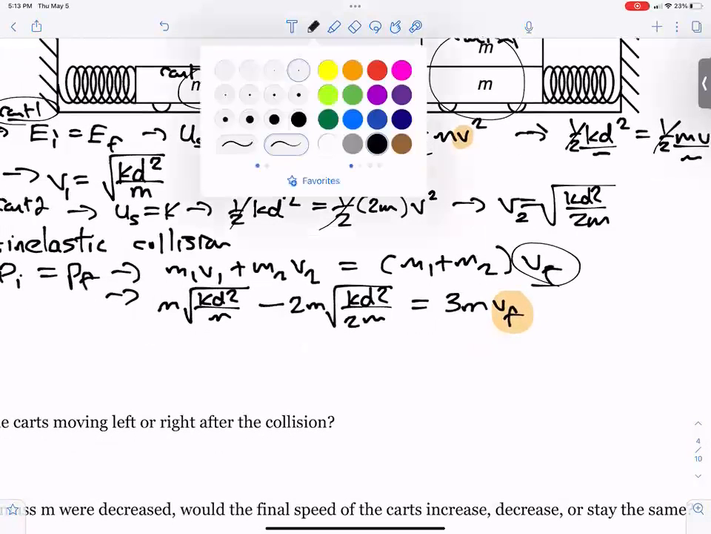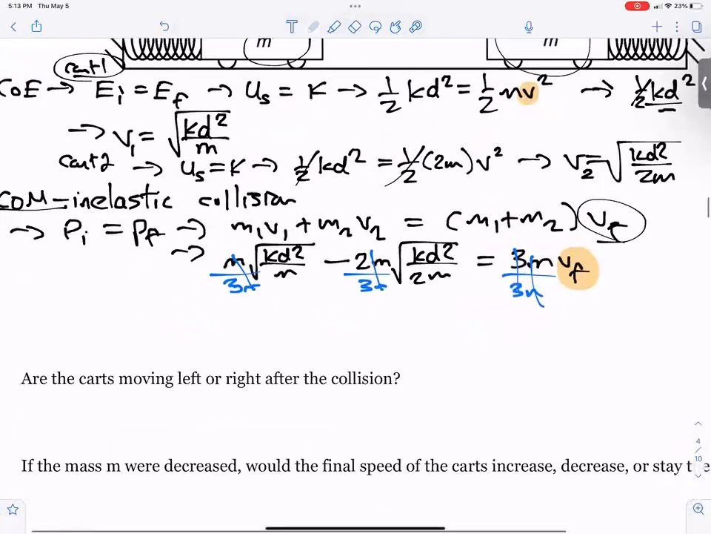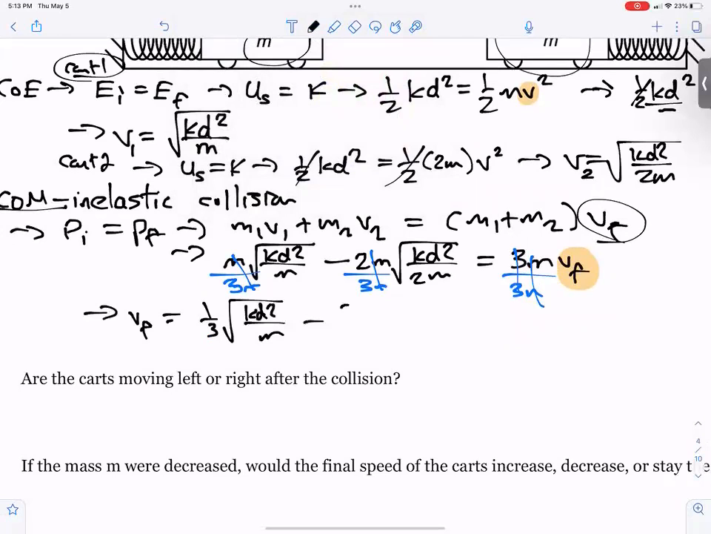So let's go ahead and divide away the 3m to all parts. Notice the masses cancel, and you have an expression for the final velocity after collision. So 1/3 times the square root of k d squared over the mass minus 2/3 times the square root of k d squared over 2m.